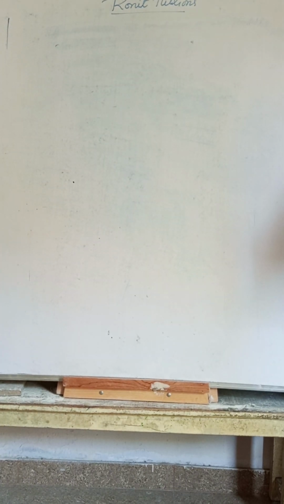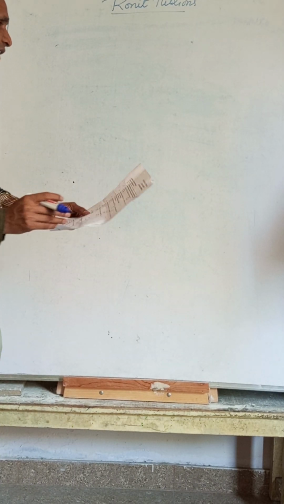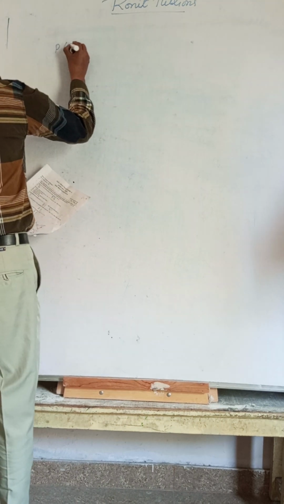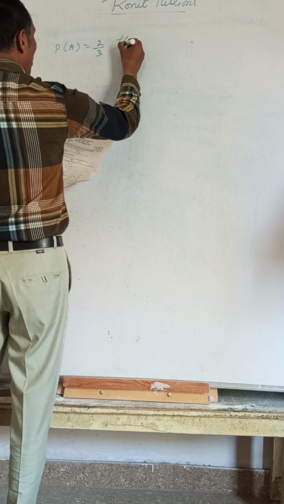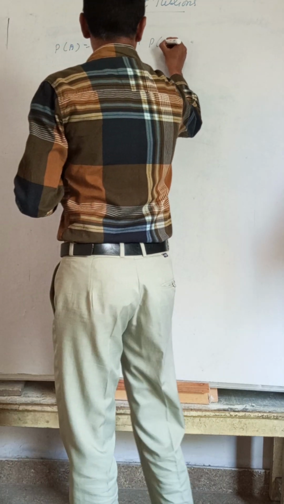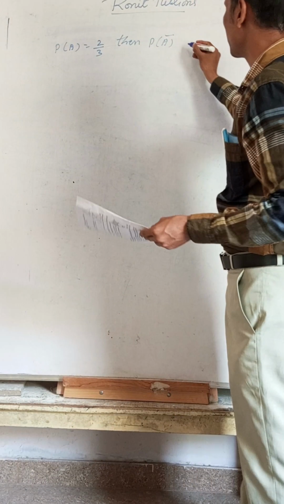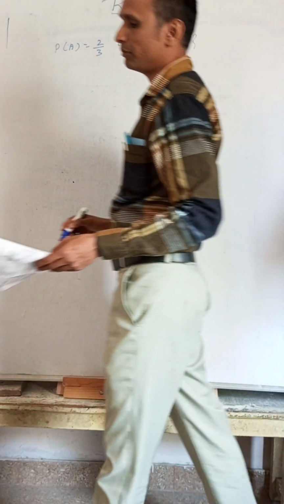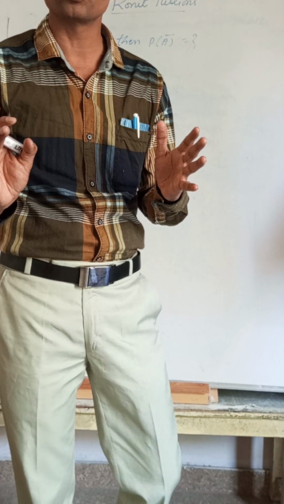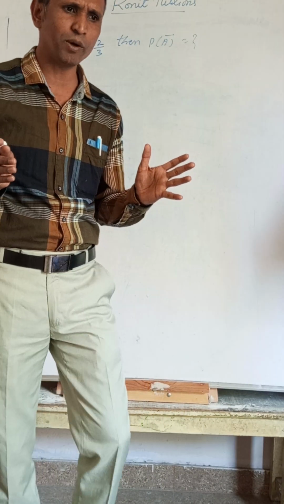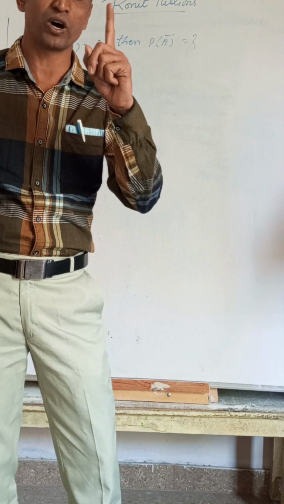So here is the question: given that the probability of P(A) is equal to 2 by 3, find the value of P(A not). P(A not) means the probability that the event does not happen. Then what will come? You know the sum of the probabilities. However many probabilities there are, the sum is always 1.